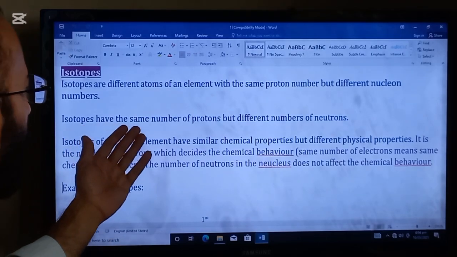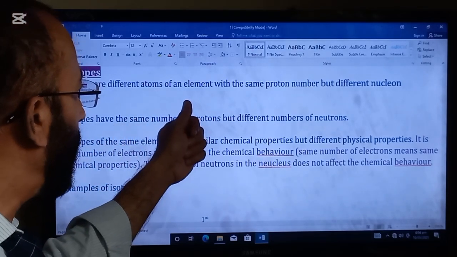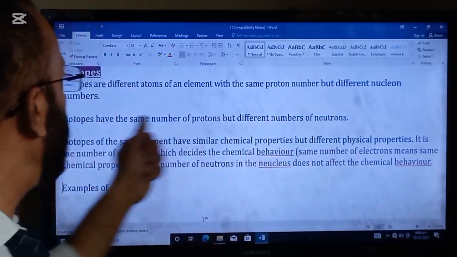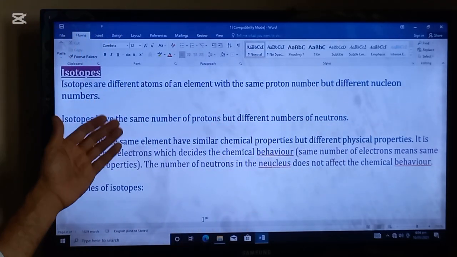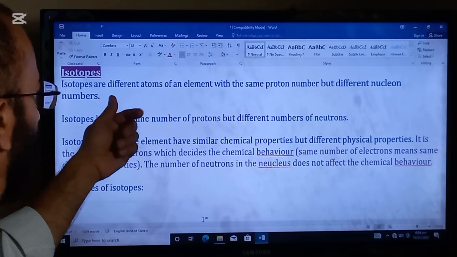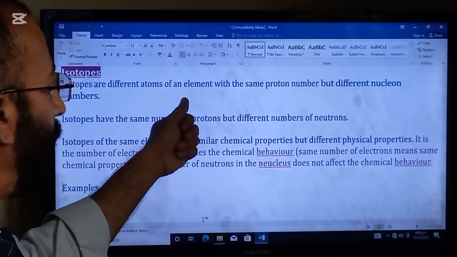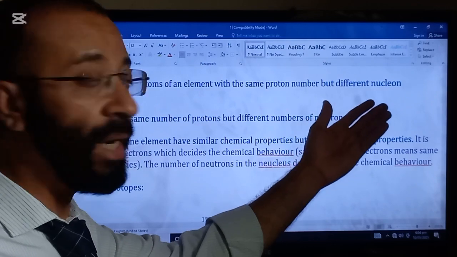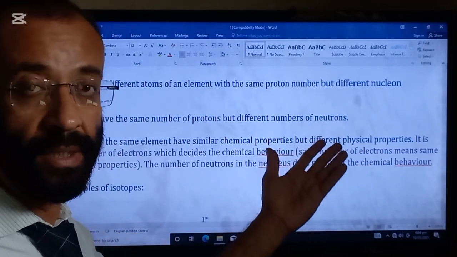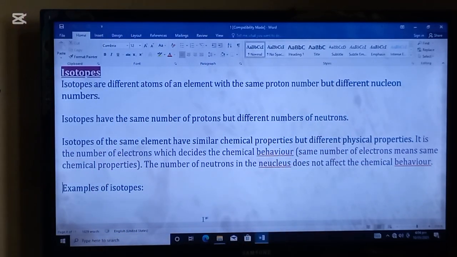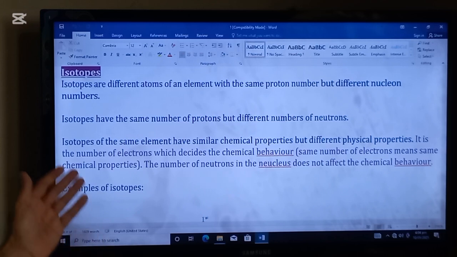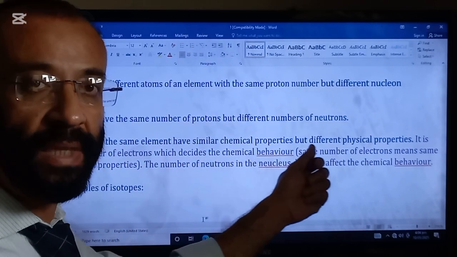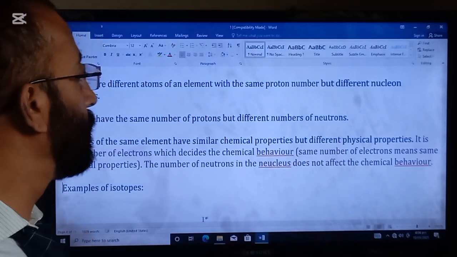Isotopes are different atoms of an element with the same proton number but different nucleon number. So these are actually the different atoms of an element having the same proton number but different nucleon numbers. So this is the definition of isotopes. Isotopes have the same number of protons but a different number of neutrons.